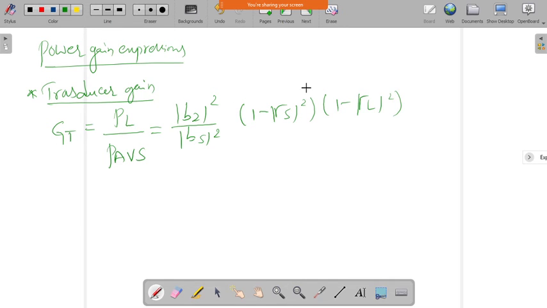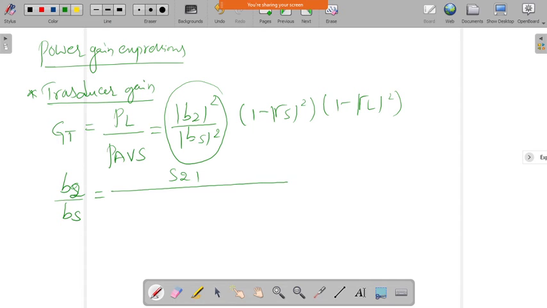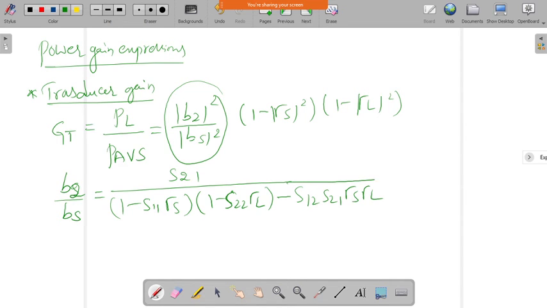So this is the expression for the transducer gain, and we can even evaluate B2 by BS using the signal flow graph. That gives S21 divided by 1 minus S11 gamma S into 1 minus S22 gamma L, minus S12 S21 gamma S gamma L. So this is the expression for B2 by BS.